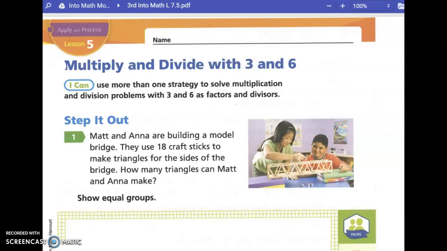Okay, today we're working on lesson 7.5, multiply and divide with 3 and 6. I can use more than one strategy to solve multiplication and division problems with 3 and 6 as factors and divisors.